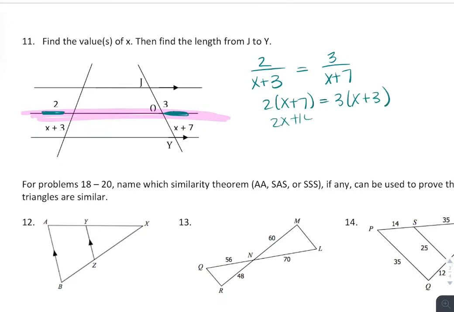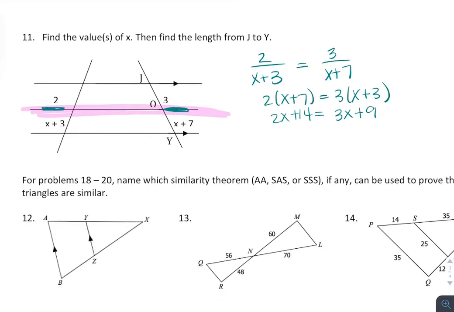So 2x plus 14 is equal to 3x plus 9. Subtract from both sides. So subtract 2x, we're going to get x. Subtract 9, we're going to get 5. So x equals 5. So from there, what we can do, it says find the length from J to Y. So we know this length is 3. And then we're going to have this length here is 5 plus 7, which is 12, which gives us a total length of 15. So that's our final answer right there is 15.